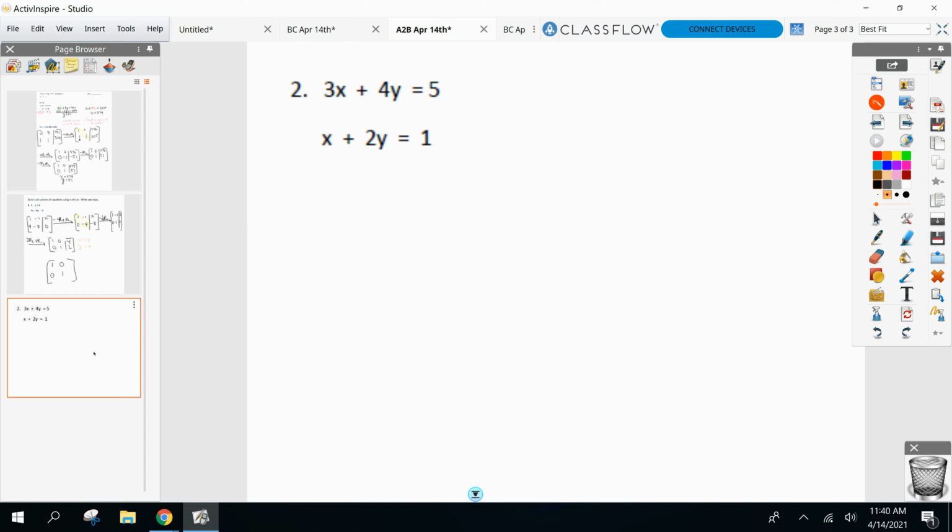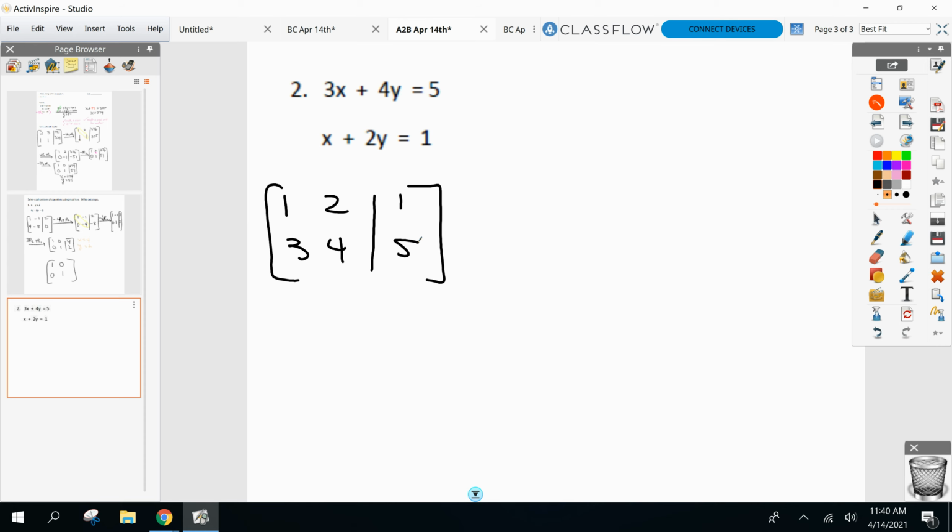Just because I have 3x plus 4y equals 5 doesn't mean I have to write it first in the matrix. What do you think might be a good idea to do here to make my life a little easier? Flip it already. Instead of flipping it in the matrix, which adds a little work, you can flip it right now. Go ahead. Why not? I know I need a 1, so I better start out with that equation: 1, 2, 1. 3, 4, 5. Might as well do it right now. Save me some time.